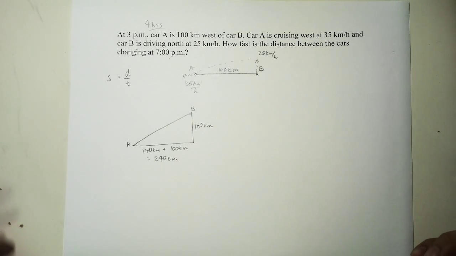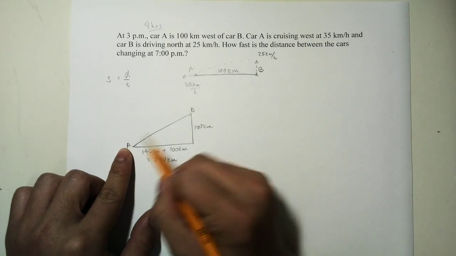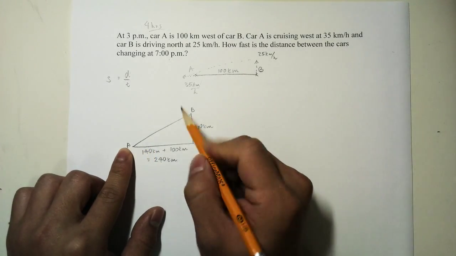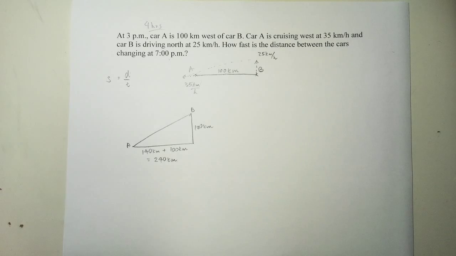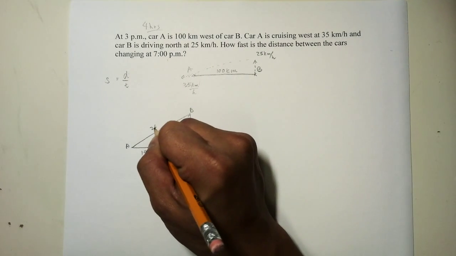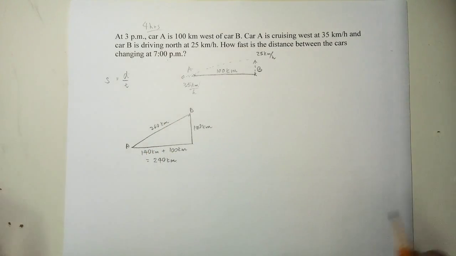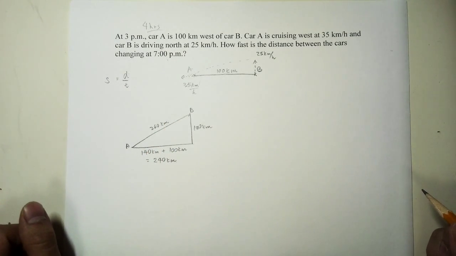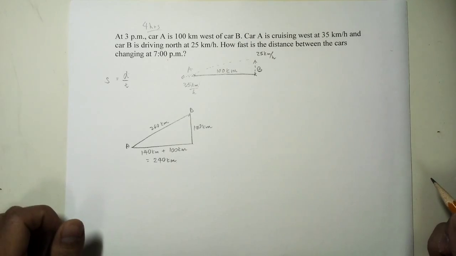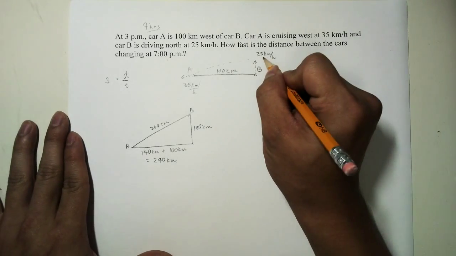Okay, now what is the distance right here between A and B at this moment? Well, we can use the Pythagorean theorem to calculate it. So it's going to be 240 squared plus 100 squared, equal to the hypotenuse squared. So it is going to be 260. Okay, it happens to be a very nice number, 260 kilometers.